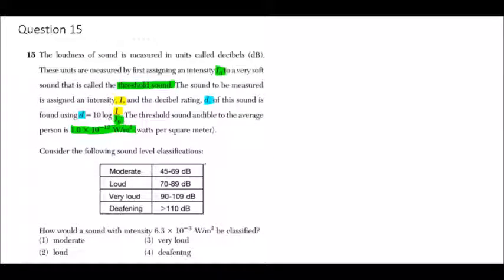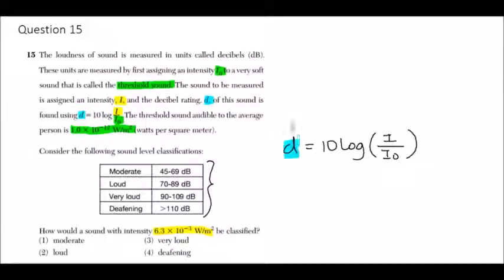So we have some sound level classifications, and then we have how would a sound with the intensity, that's our I, 6.3 times 10 to the negative third be classified. So all we have to do is put all of this stuff into the equation, with D being the decibel value, I being what we're testing, and I.O. being that given threshold sound. So the D is what we're trying to find.